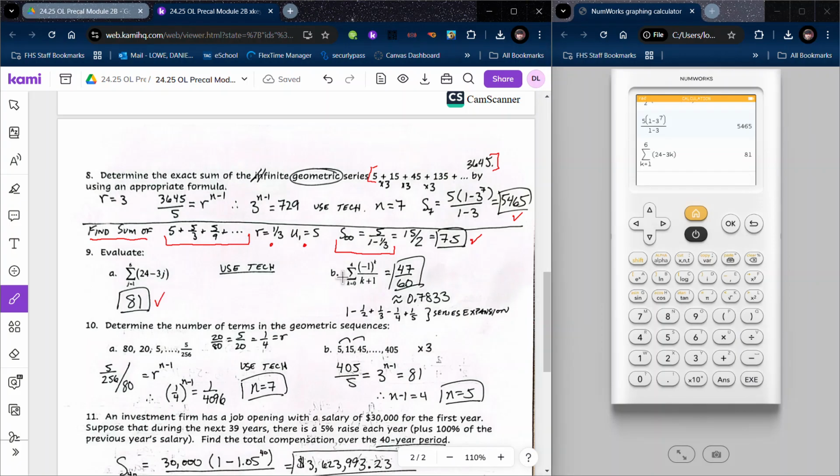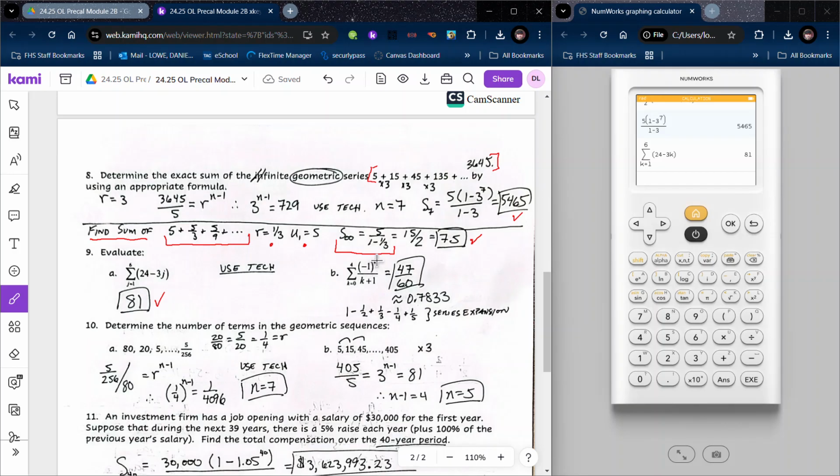Okay. For B, when I do the similar thing, I'd get 47 over 60. But of course, you could expand the series and say, if I start my counter at 0, I'm going to have negative 1 to the 0 power divided by 1, which is 1. And then when k is equal to 1, I'm going to have negative 1 to the first power divided by 2. Then I'm going to have negative 1 to the second power divided by 3.